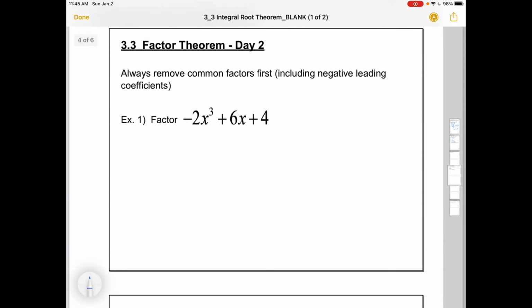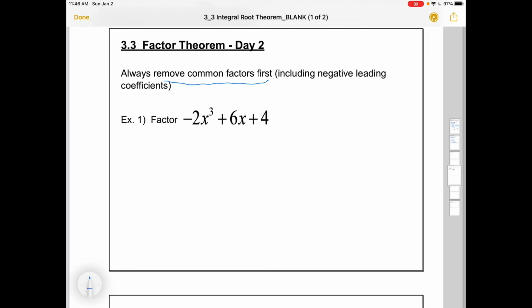And here we go with the last piece of the puzzle. Factor theorem, the last little bit, is to always remove common factors first. Listen, the first kind of factoring that we ever learned was greatest common factor. This stuff that we're learning now does not replace the other factoring that we know about. It's just what we do when we're out of options.